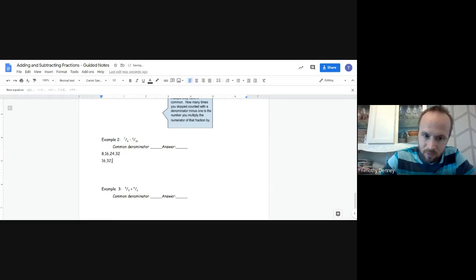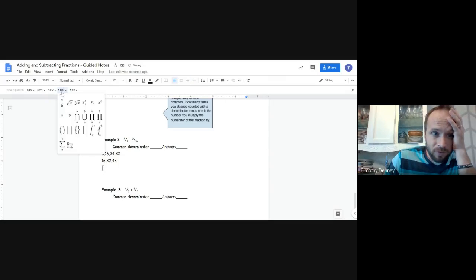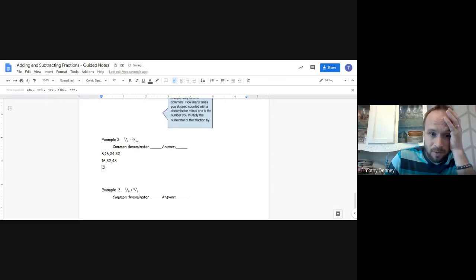16, 32. Okay. Now, I figure out which one's the smallest number that they share, and they both share 16. That's good because I don't have to change this fraction at all. It's already got a 16. This one, though, I've got to change to its equivalent fraction with a 16 as a denominator. Okay, so 7/8. I'm going to rewrite this, make it a little bigger.